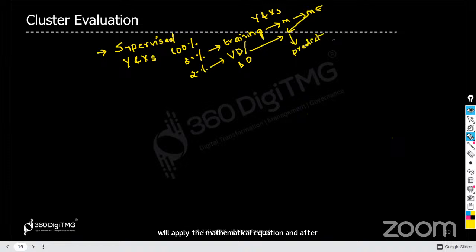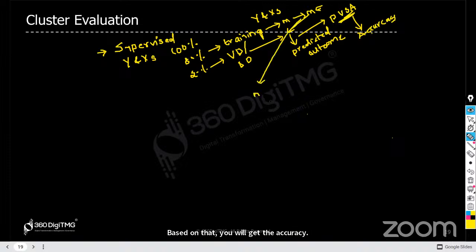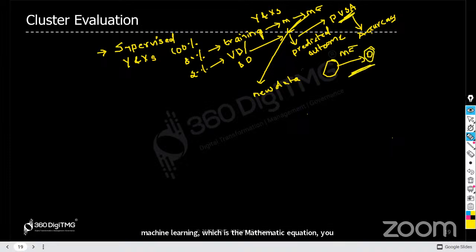How do you get the accuracy? The predicted values are compared with the actual values, and based on that you get the accuracy. If the accuracy is good, you apply the mathematical equation on the new or future data. You just give the inputs, and after applying the machine learning model, the mathematical equation, you get the output, which is the predicted outcome. This is the process that happens in supervised learning.